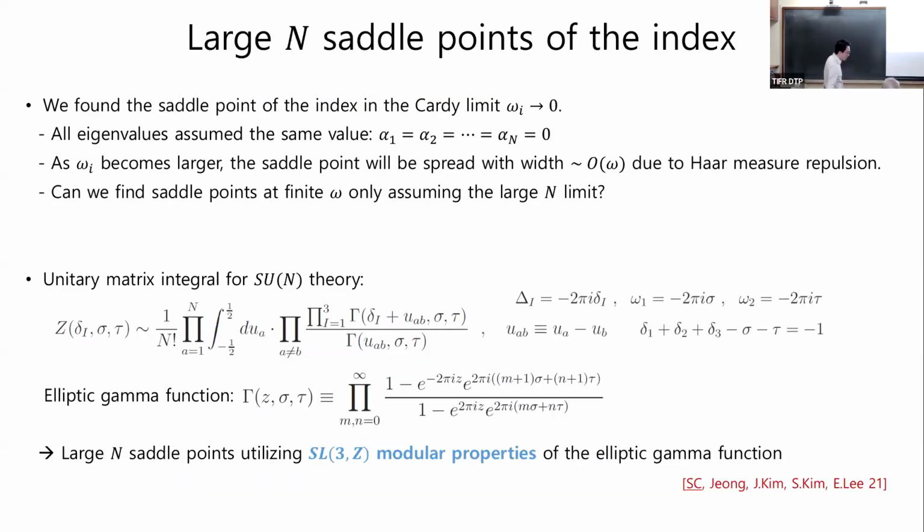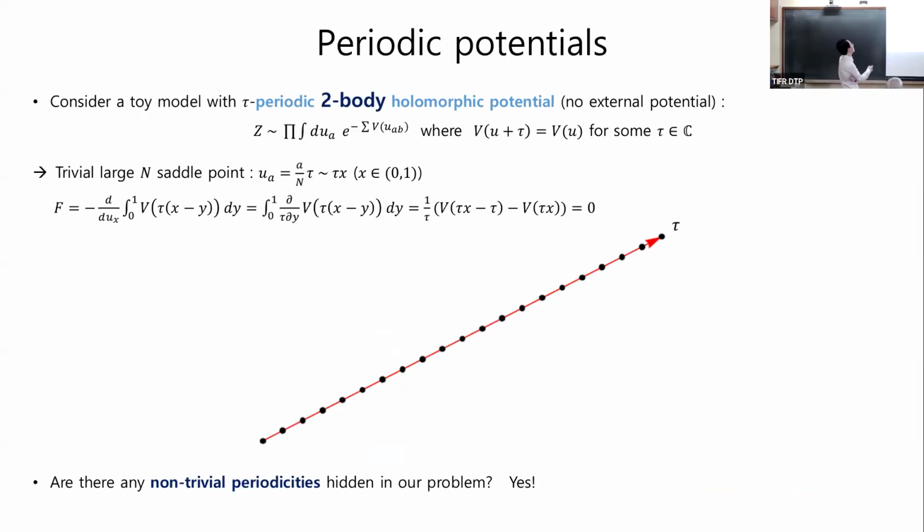Before going into that, I will first illustrate with a simple toy model. Let us consider a partition function given by some potential that is periodic with period tau, meaning that u plus tau equals u. And obviously the saddle point will be just a uniform density along this periodic direction. So you just put the eigenvalues at equal distance on the circle, right? This will solve the saddle point equation.